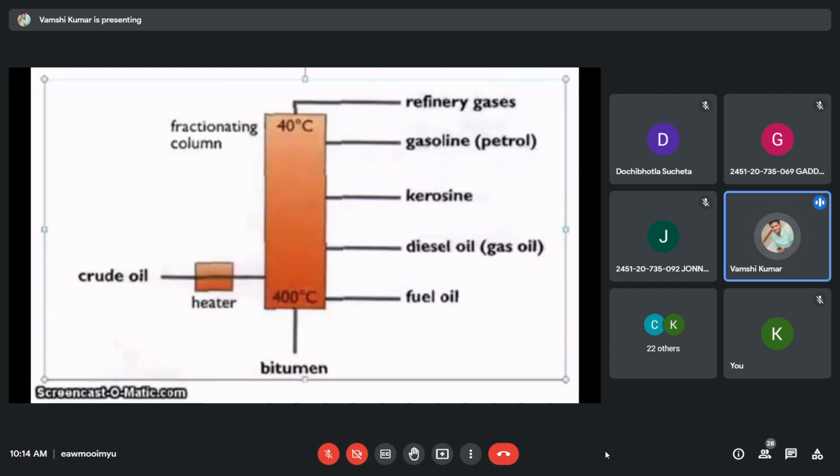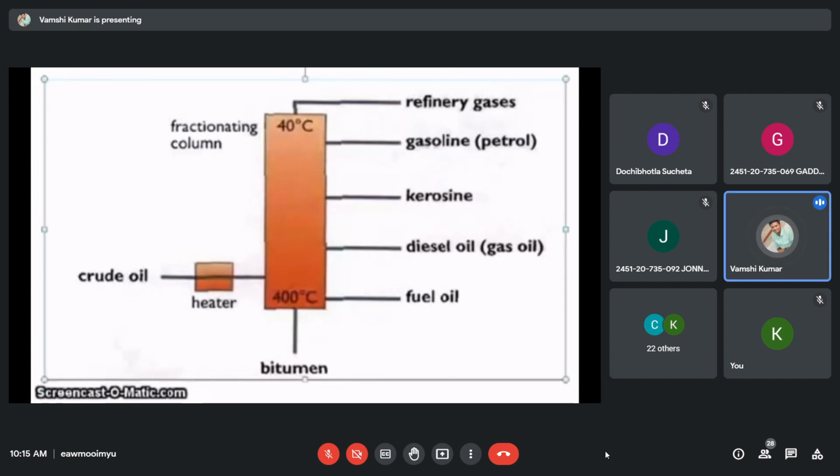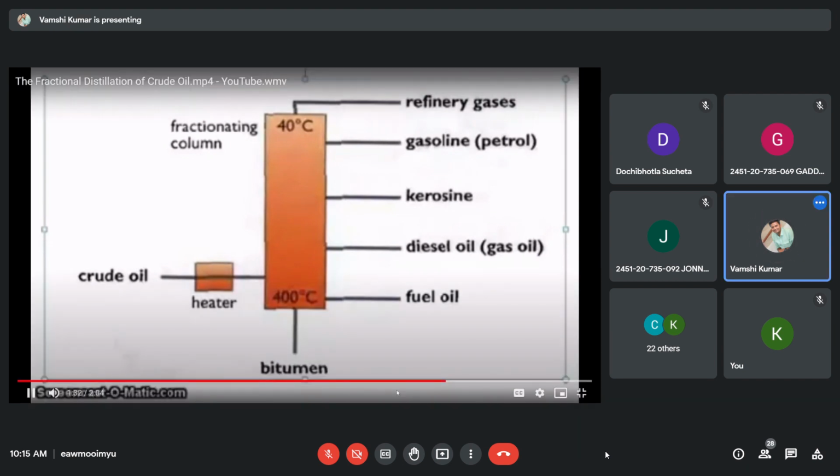Because each of the hydrocarbons in crude oil has a different boiling point, we are able to separate them. This is because they condense at different points along the fractionating column as the temperature gradually increases.